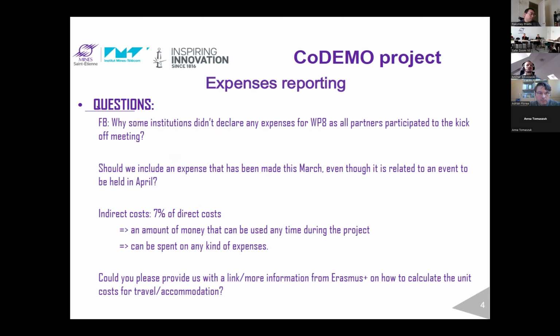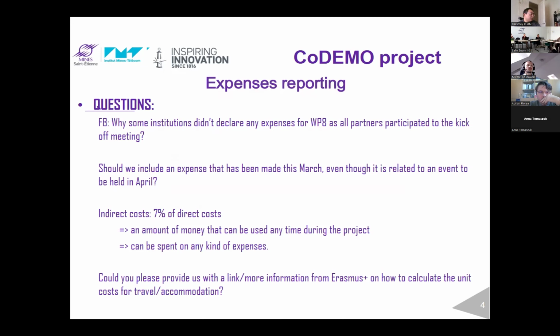You should have at least declared 1 travel, accommodation, and so on, so I don't know why. At least the establishments who didn't declare anything will have to change this declaration.